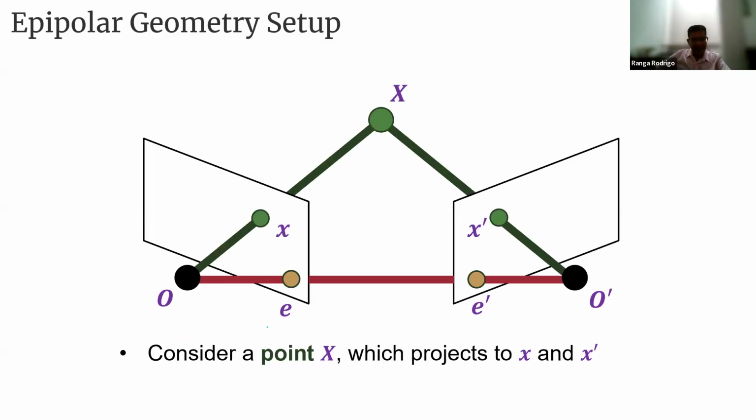So then consider a point X, which is a 3D point. Because this is a 3D point, it will have an X coordinate, a Y coordinate, and a Z coordinate. And of course, we will put 1 there. This is how we designate these kinds of points.